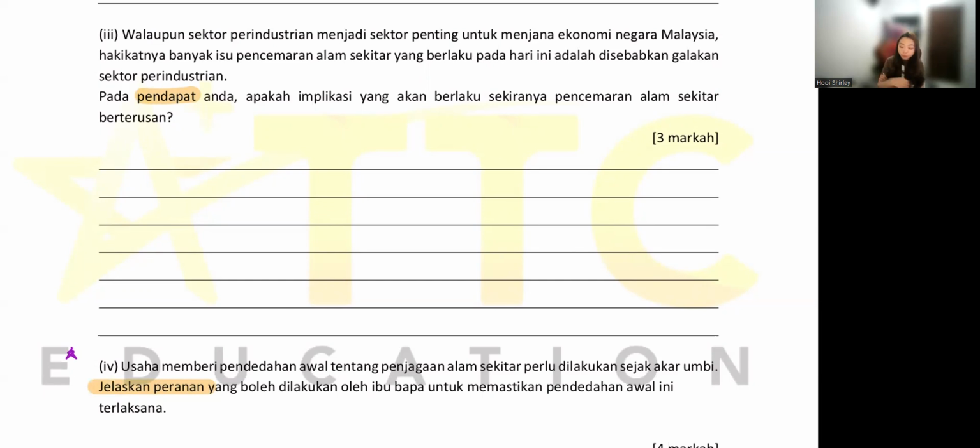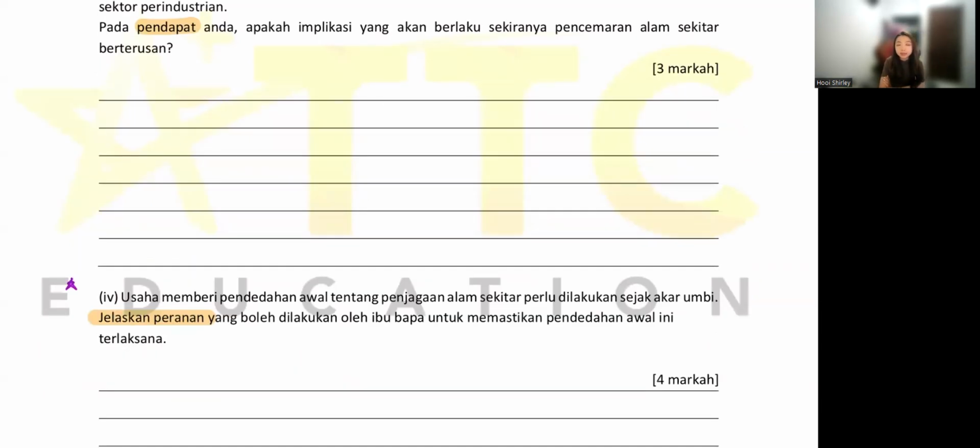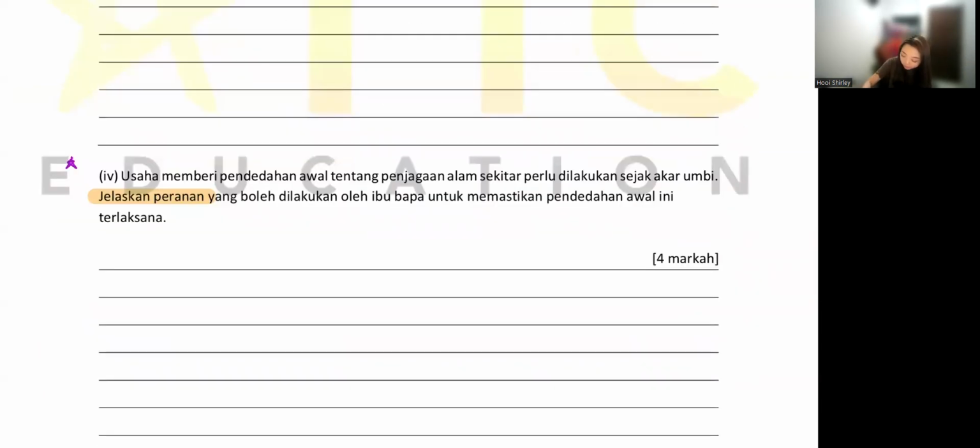This is question 4. How are you going to answer? Let's say there is 4 marks, right? Jelaskan peranan yang boleh dilakukan oleh ibu bapa untuk memastikan pendidikan awal ini terlaksana. Okay, so what ibu bapa they can do? How are you going to write? You need to have 2 isi. What the ibu bapa they can do? Why they do so? 2 huraian. 2 isi, 2 huraian. Why they do so? Okay, this is very important.